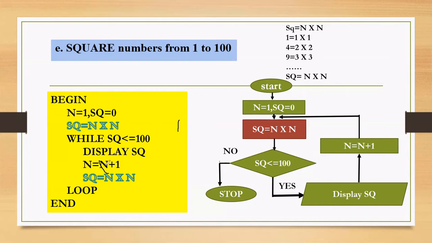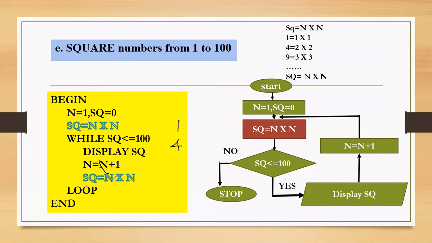Right? It is repeating. So therefore we can see here 2 into 2, 4. Now the second SQ value is 4. Then 4 is less than 100, then 4 is printed, right? So that is very easy.